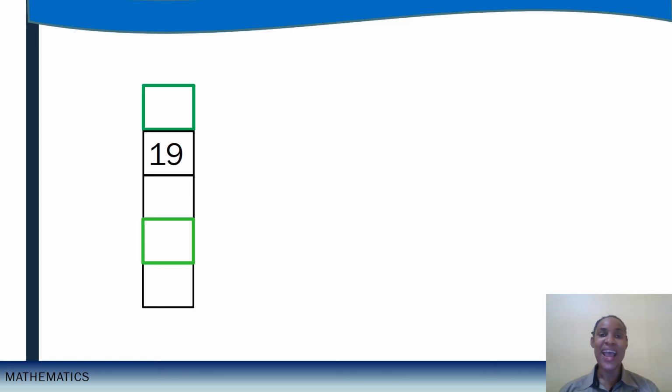And now for our final task, boys and girls. Here is another section that was cut from a 100 chart. I want you to look at it and tell me what are the missing numbers for the green squares. Are you ready with your answer? Great going, boys and girls. But let me hear the first number for the first green square. Did you say 9 should go in the first green square? You are absolutely correct, boys and girls.